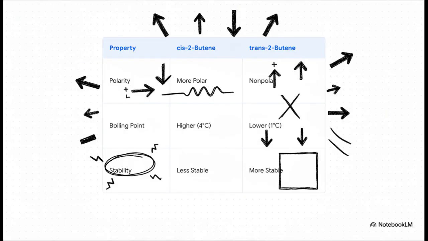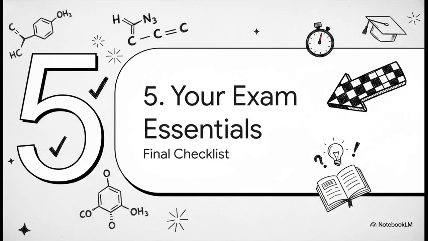And this difference in structure has a direct impact on physical properties. Look at the cis isomer. The little electrical poles, the dipoles, they all add up, making the whole molecule a bit polar. That leads to stronger forces between molecules and a higher boiling point. But in the trans isomer, those dipoles cancel each other out, making it nonpolar and giving it a lower boiling point. It all connects. Okay, you're doing great.